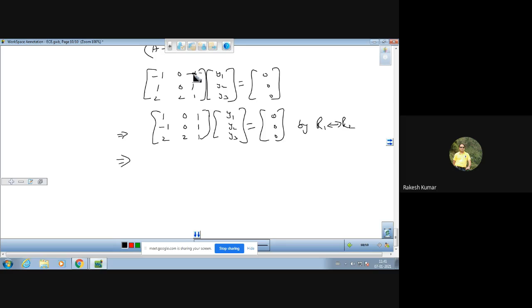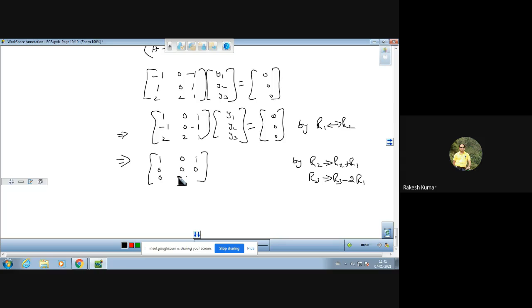Sorry, here it is -1. Please change here. This is a -1. So if we add R2 with R1, you will get the first row the same, and the second row will be 0, 0, 0. The second operation will be operated on R3 as R3 minus 2 times R1.